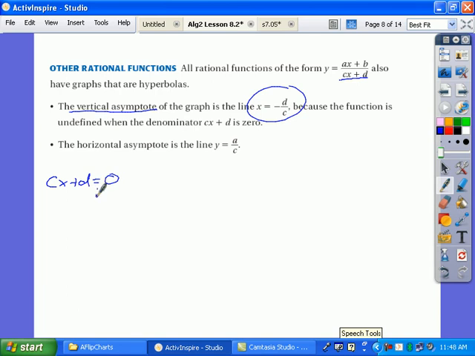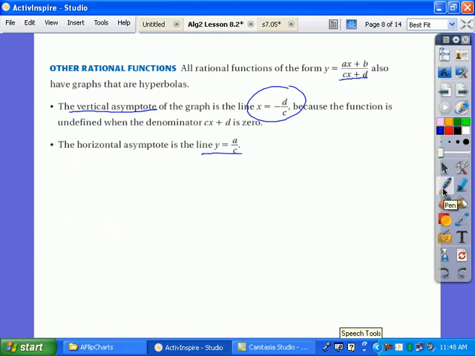Now, they also tell you how to find the horizontal asymptote. Why that is, we're going to leave that for a different lesson. For now, you just need to know that to calculate the horizontal asymptote, if you cannot see the transformations, let me say that again. To calculate the horizontal asymptote, if you cannot see the transformations, you need to go y equals a over c, and that'll tell you where the horizontal asymptote is.